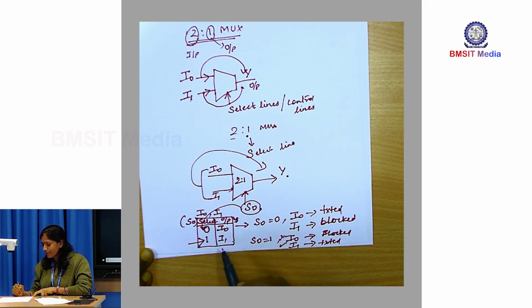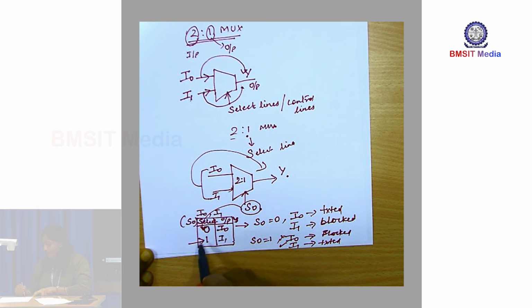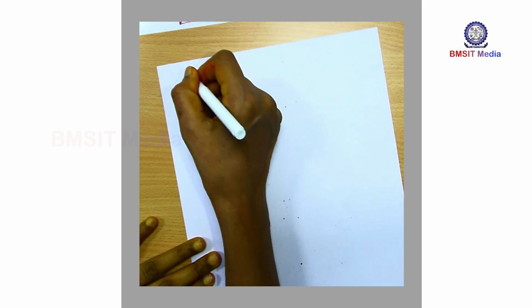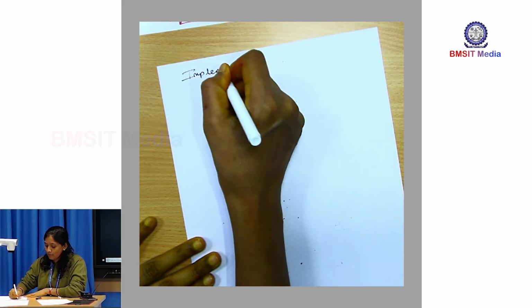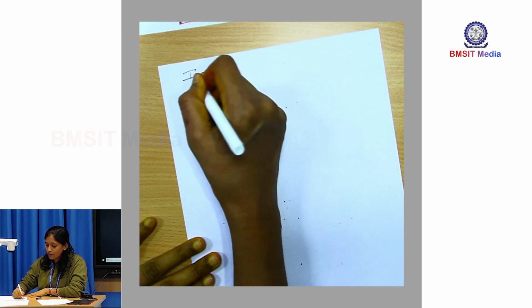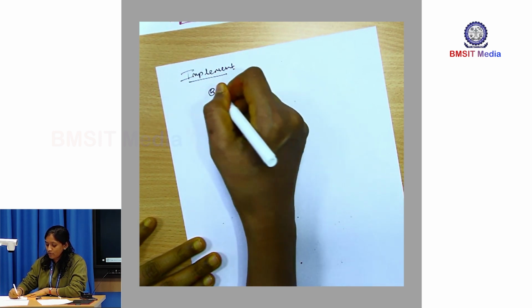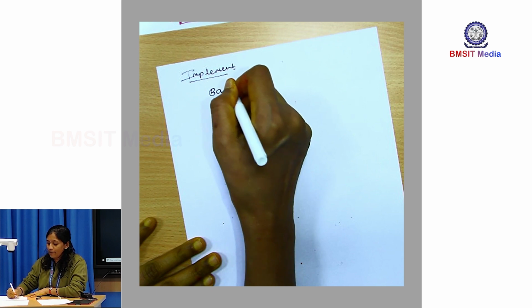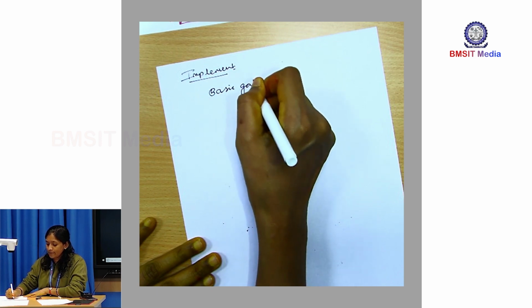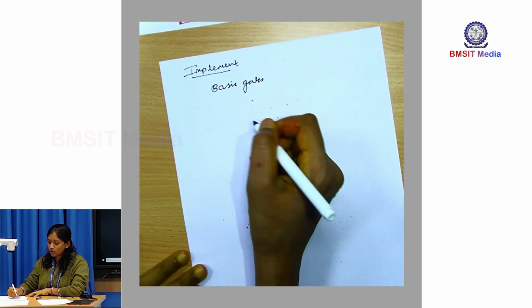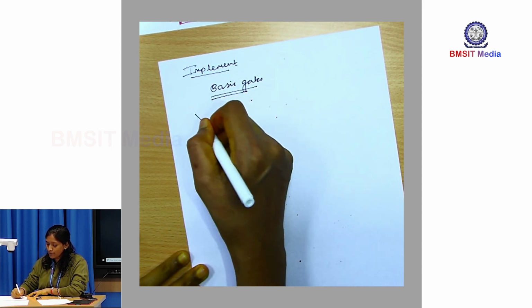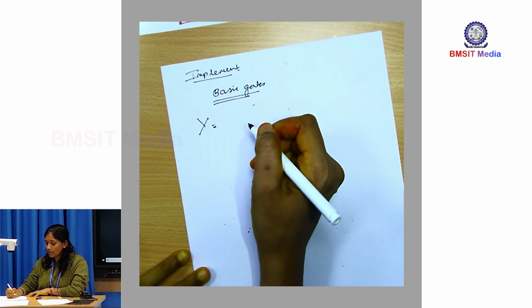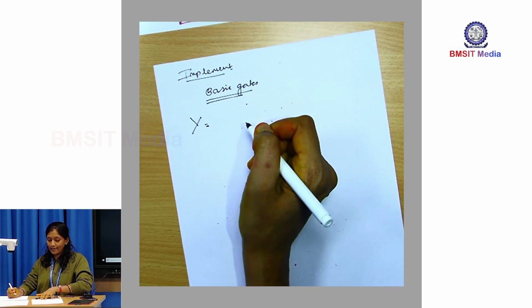Now, let us see how to implement this using logic gates. When I know what a mux is and how it is going to work, we need to implement that using basic gates. So, first let us learn how to implement it using basic gates. To do that, first of all we need to write the expression for Y. Let us write the expression.